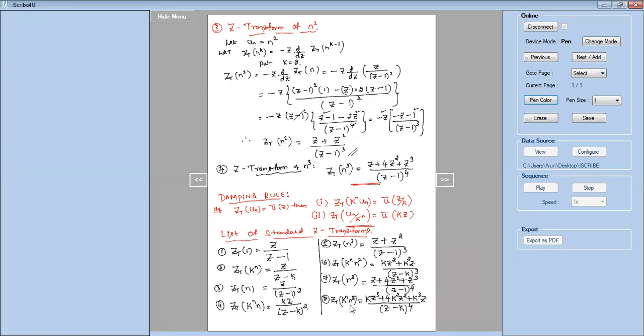So these 8 formulas, whatever I've written here, are the standard Z transforms. If you know this formula list, you can solve any problem of Z transformation using this list. So this is called the Z transformation of standard functions, a very, very important thing.